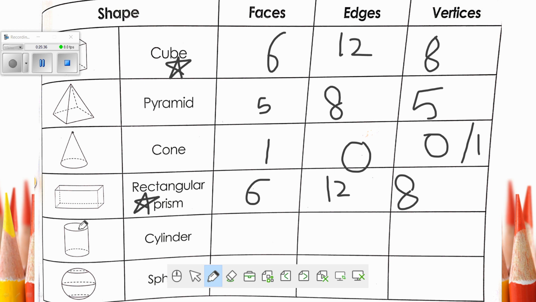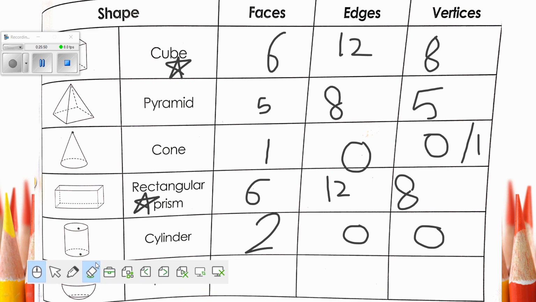Cylinder has 2 faces, 0 edges, 0 vertices. The sphere, easy, 0, 0, 0. Like the 2D shape, the circle has 0 sides, 0 angles, and 0 and what? Do you remember?